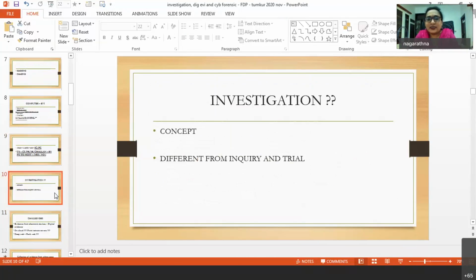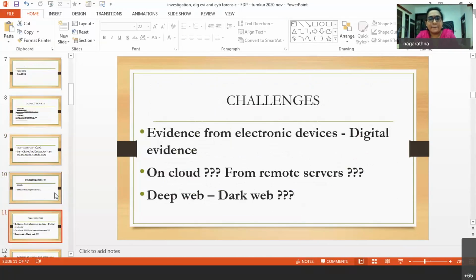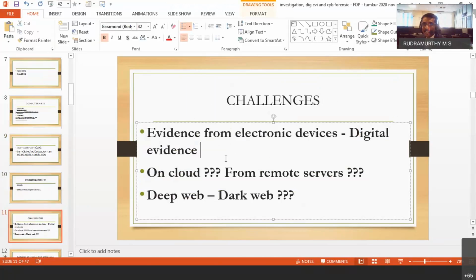Any questions up to here? Now you can think of problems we'll have when it comes to collecting evidence. It is just like getting a 65B certificate for a CD or any other secondary evidence. It is just like getting a notarized copy, no?